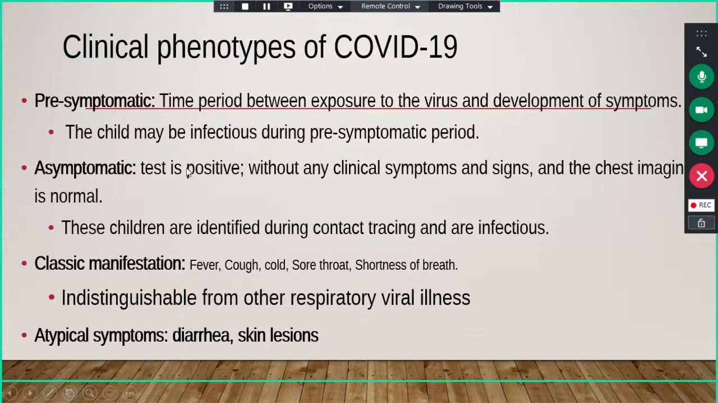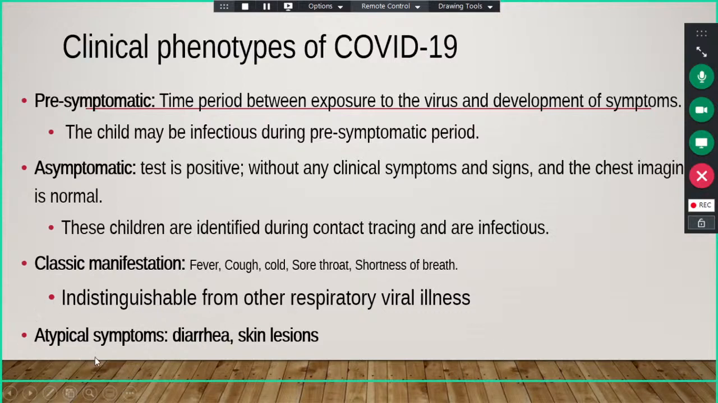Asymptomatic means the test is positive without any clinical symptoms and signs, and chest imaging is normal, and this is commonly seen in children, young infants, and even in adults. These people may be infectious though they are asymptomatic. Without knowing that they are infected with COVID-19, they may spread the disease. And classical manifestations are fever, cough, cold, sore throat, and shortness of breath, depending on severity that we will be seeing later on. This is indistinguishable from other respiratory illness, including influenza infection.